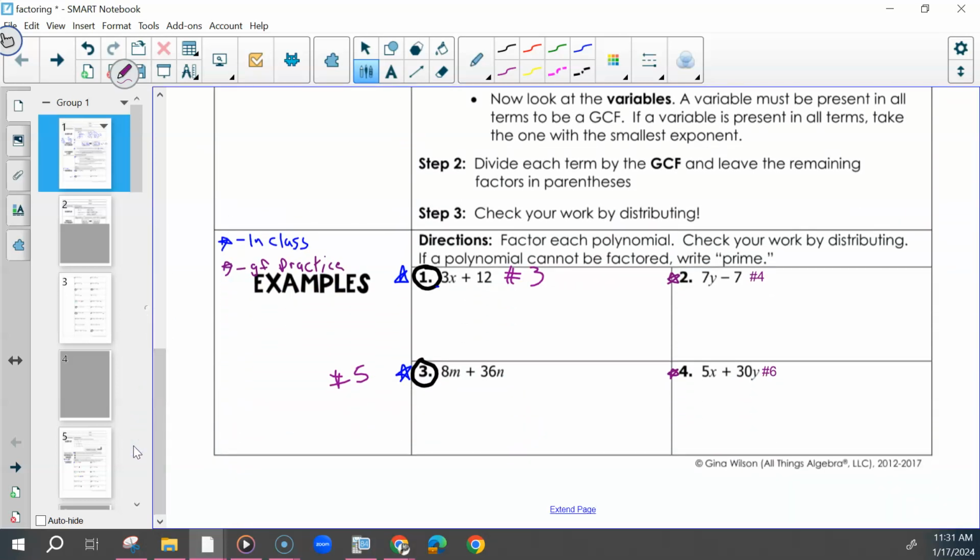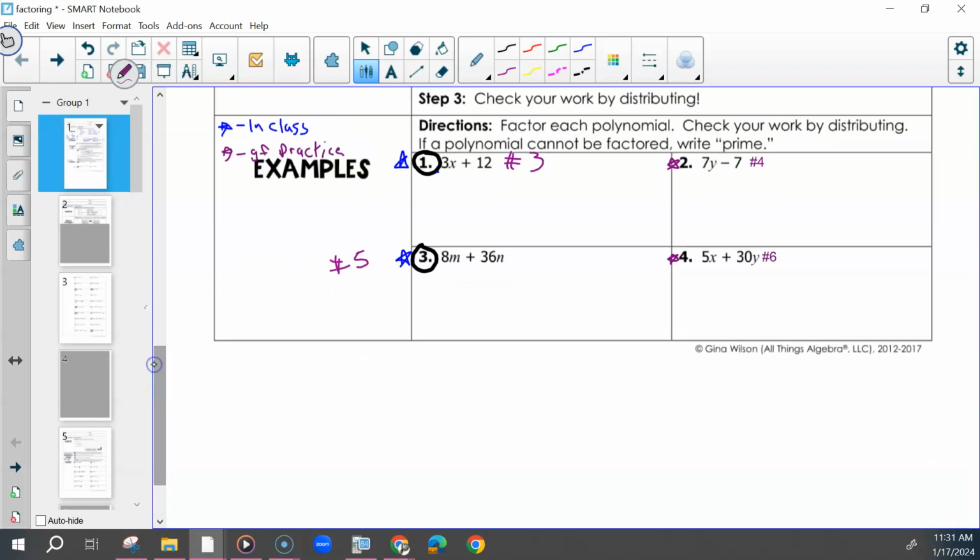Looking at number 1, sometimes you can see it without writing down the factors, but it is good to still write out the factors for practice. What are the factors of 3? 1 and 3. What are the factors of 12? 6 and 2 is one of them. 4 and 3 is another. 12 and 1. That's it.